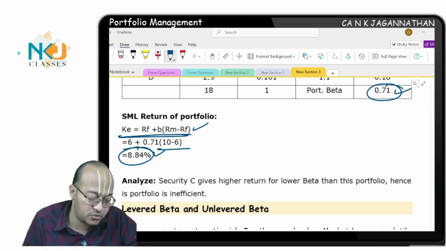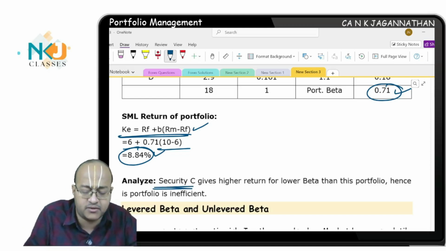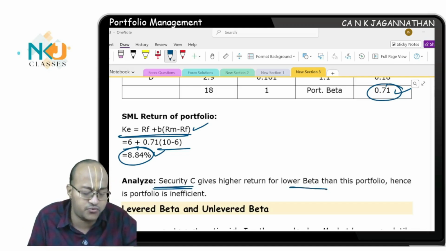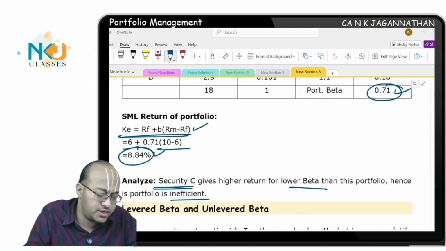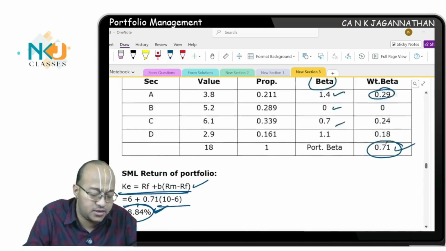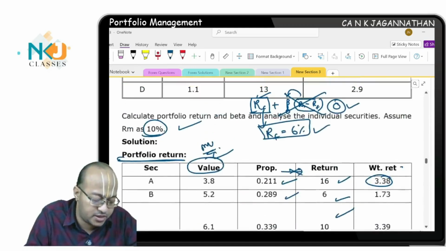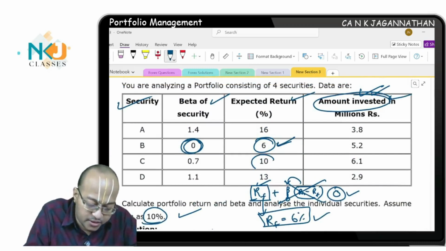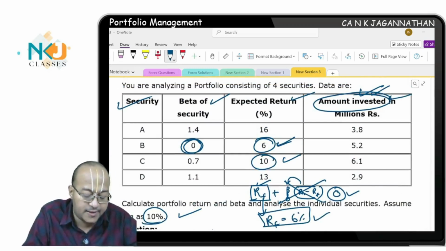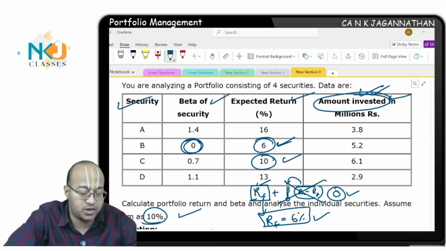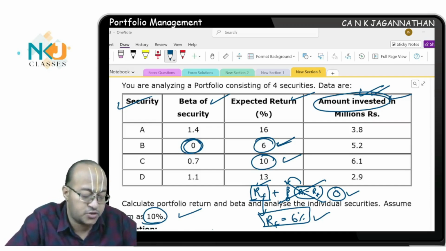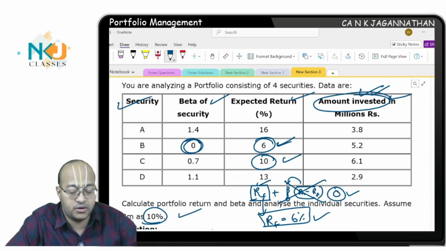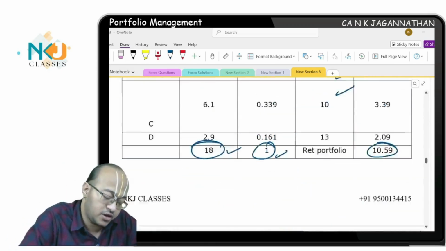If you notice, security C gives a higher return for lower beta than the portfolio, hence the portfolio is inefficient. Here, the required rate of return from the portfolio is 8.84%. If you carefully notice, security C is giving me an expected return of 10%. Are you listening? So security C is giving me a return of 10%, which means it is more than my required rate of return, as they have given. Anyway, I have also put it.